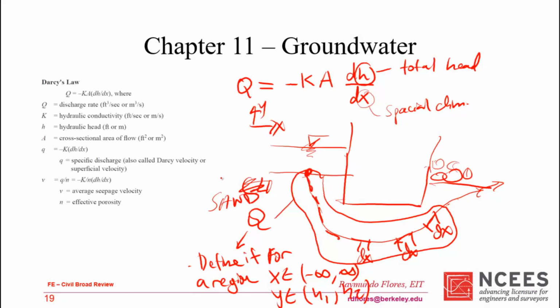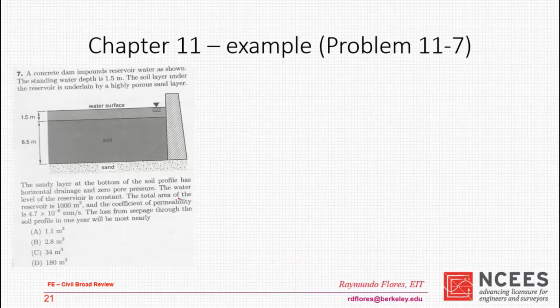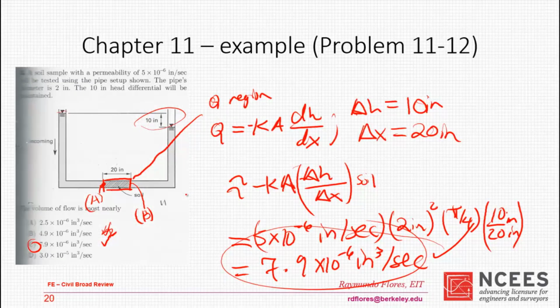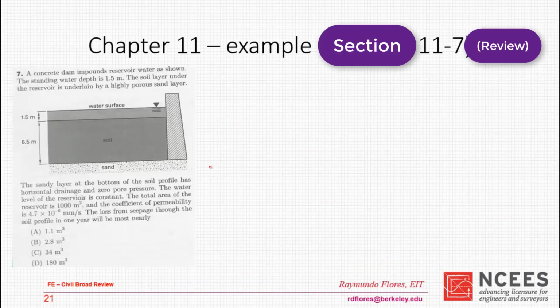The seepage, let's see. So this one has units of meters cubed. We're going to be using the same Darcy equation, but instead we're going to be multiplying Q by the volume. So let's remember again, let's define our Q region. In this case we have a Q region that's just going to be the soil itself, the top of the soil, the bottom, and then where the sand is.